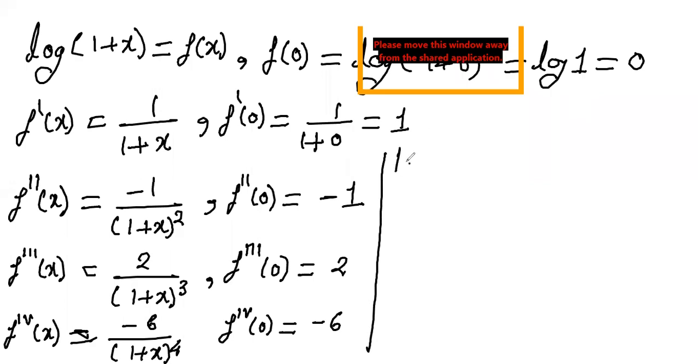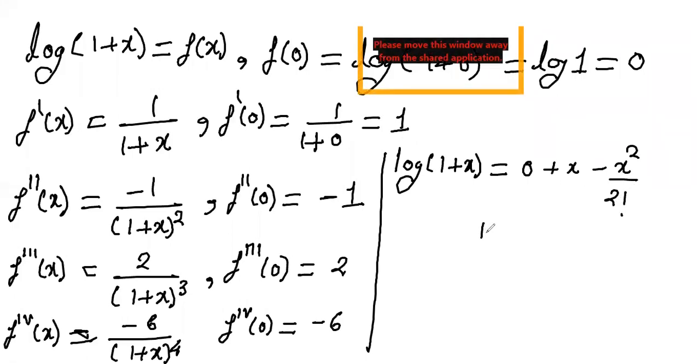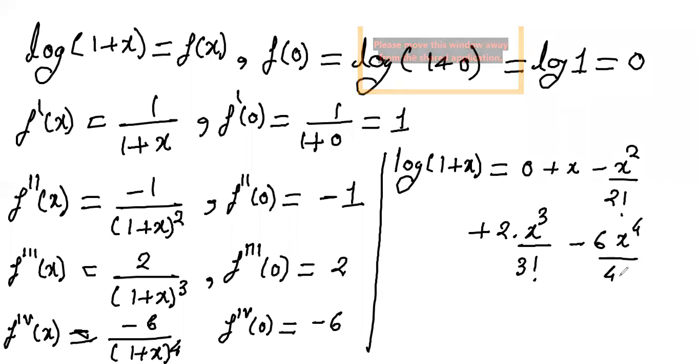So log 1 plus x will be 0 plus x minus x square upon 2 factorial plus 2 into x cube upon 3 factorial minus 6 into x to the power 4 upon 4 factorial and so on.